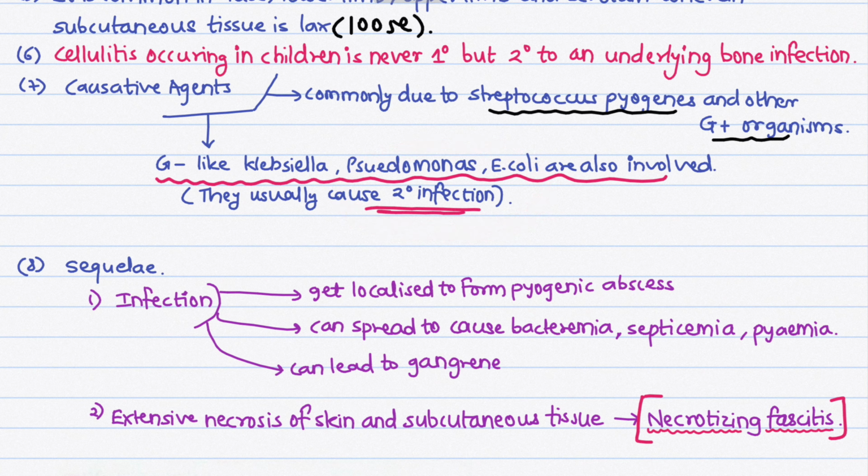Then what is the sequelae? The infection leads to gangrene. Then it can get localized to form pyogenic abscess, or it can spread to cause bacteremia, septicemia, pyemia.